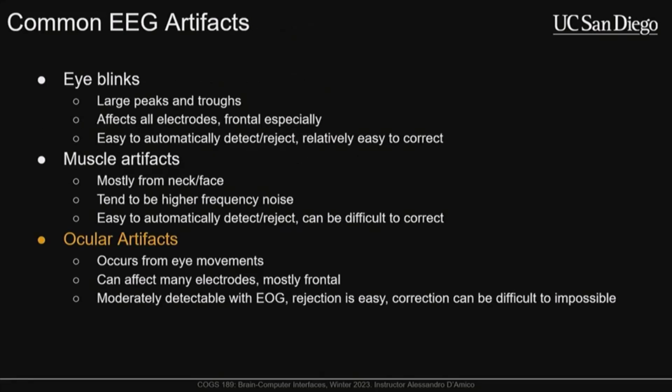Okay, and then other ocular artifacts. These are not just blinks, they can also be eye movements. They can affect many electrodes just like eye blinks, but they're mostly going to affect the frontal ones. And these are moderately detectable with EOG. It depends on how much the person is moving their eyes. Really large eye movements are pretty easy to detect, but really small ones like microsaccades are nearly impossible to accurately detect if they're really small. And correction can be difficult or it can be impossible depending on the kind of artifact, which I'll talk about.